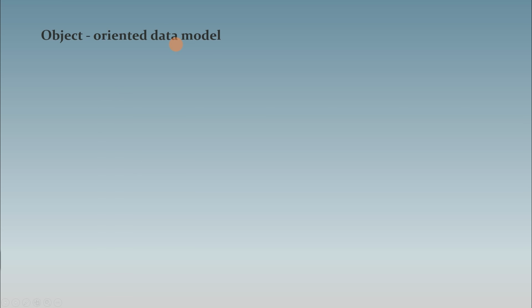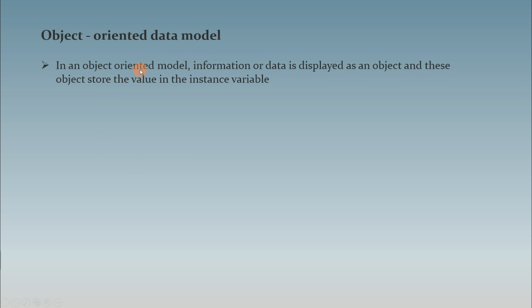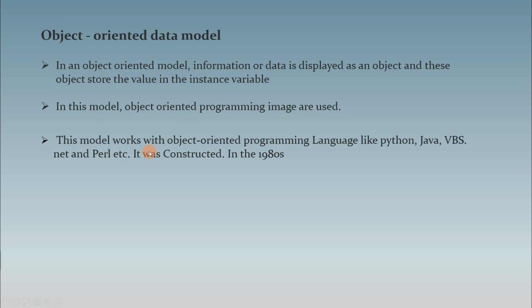Now, the object-oriented data model. In an object-oriented model, information or data is represented as objects, and these objects store values in instance variables. In this model, object-oriented programming concepts are used. This model works with object-oriented programming languages like Python, Java, VB.NET, and Perl, etc. It was constructed in the 1980s.